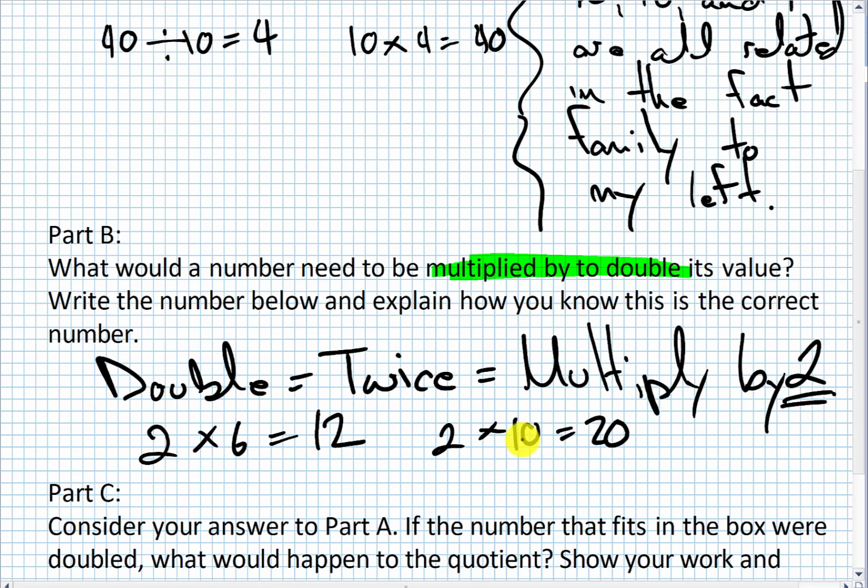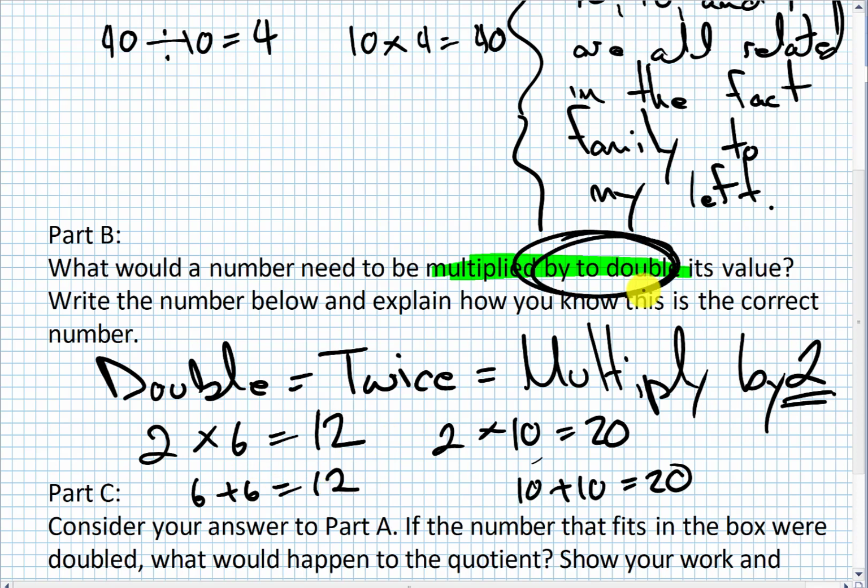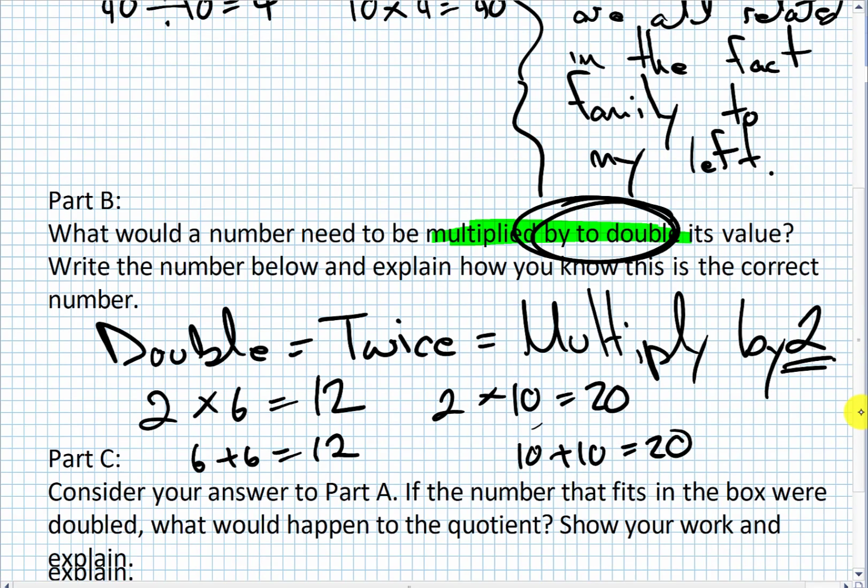And when I say something is 2 times as big as something else, it means it takes 2 of these to equal 1 of these. So for instance, 10 plus 10 equals 20. It takes 2 10s to equal 20. It takes 2 6s to equal 12. That's what it means to double something, okay? That's what it means to multiply something by 2. All right? I hope that makes sense.